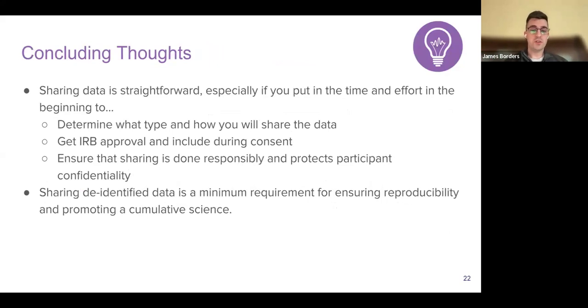So personally, we feel like sharing data is straightforward. It can certainly be daunting, but if you put in the time and effort in the beginning to determine what type of data and how you're going to share it, that can make it easier. Also getting IRB approval and including that during your consent, to be fully transparent to the participants, and ensuring that the data sharing is done responsibly and protects your participants' confidentiality. That should be at the forefront of all of our minds. But really, de-identified data is a minimum requirement for ensuring reproducibility and promoting a cumulative science.